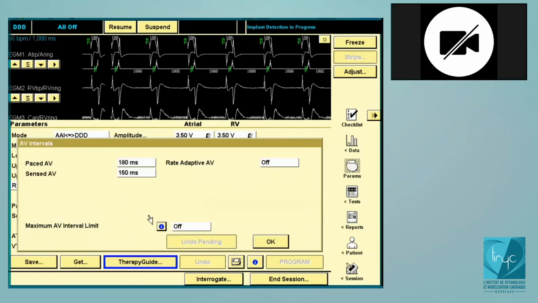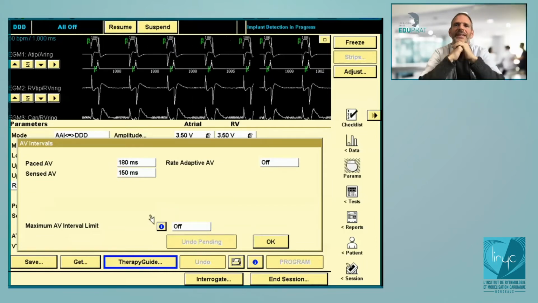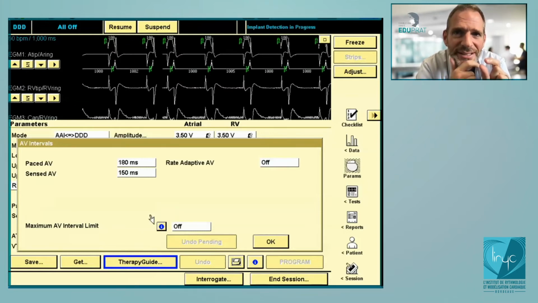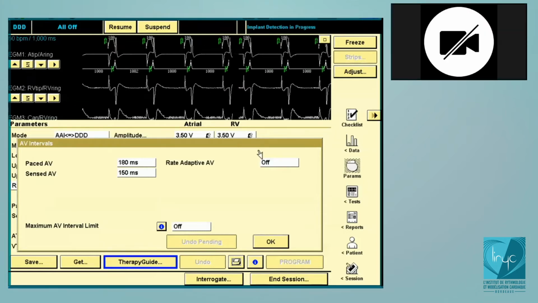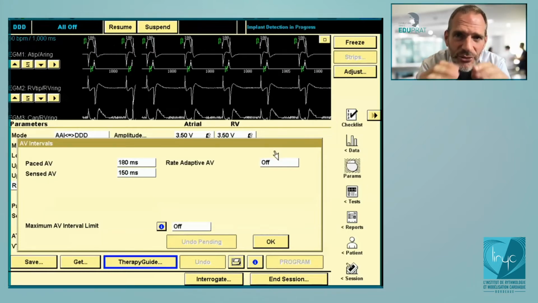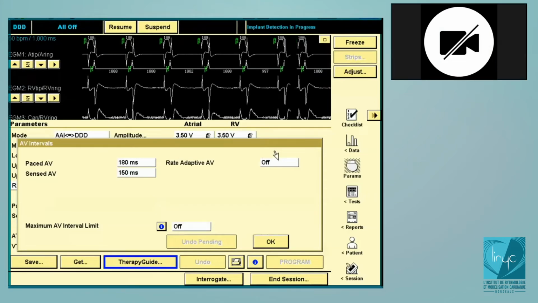Okay. The rate adaptive AV, that's something different. The rate adaptive AV is the capacity of the AV to reduce during exercise. Understand? If you increase the heart rate, then you will decrease the duration of the AV delay. That's completely different. It only works when the ventricle is paced.